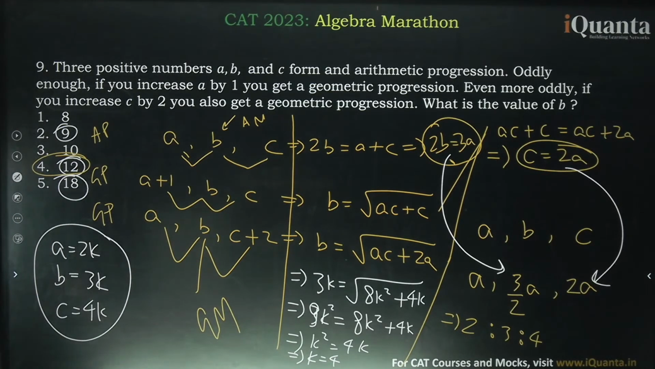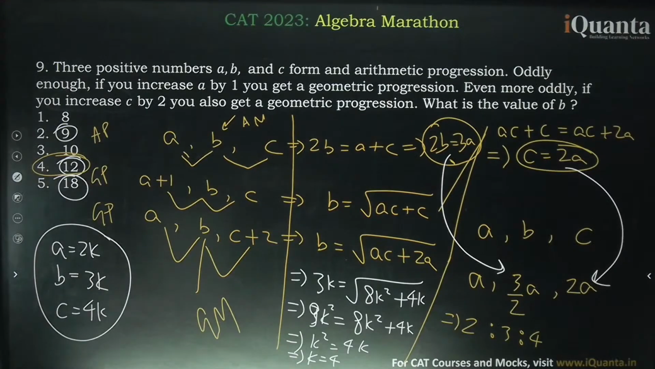Cool. Got it, everyone? There is a lot of calculation, but if the options are given, then even the calculations are not required. Options are there, you can put the value and get the answer. But if the options are not given, you can do it like this. Clear to all? Perfect. Let us go to the next question.